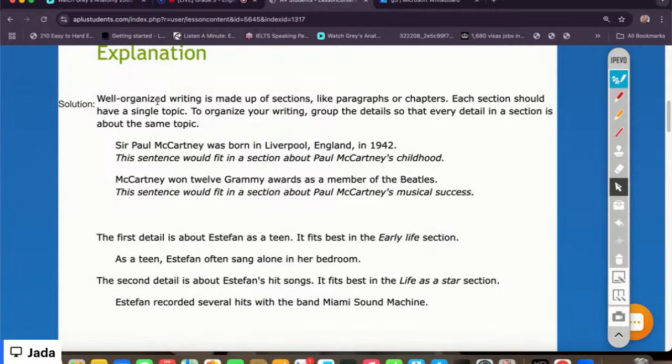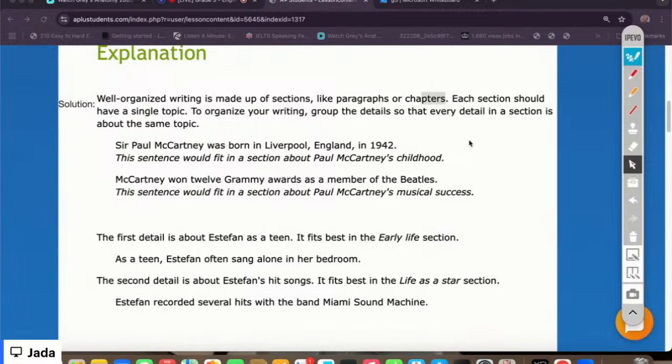All right, so we have: well organized writing is made up of sections like paragraphs or chapters. So when you have to write an essay or just write a story, it's made up of paragraphs, chapters, and sections, because you have to put your writing in sections and you also have to make paragraphs and chapters. Each section should have a single topic. To organize your writing, group the details so that every detail in a section is about the same topic.